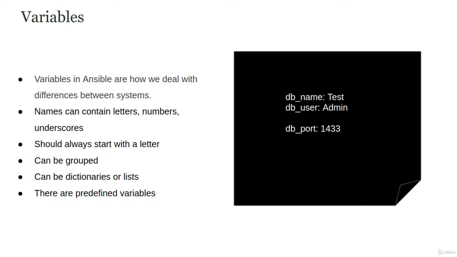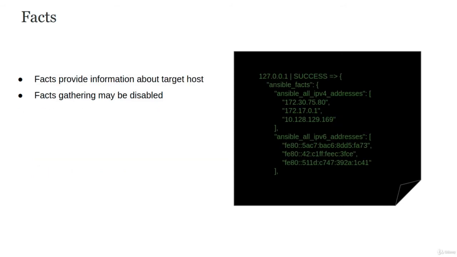This is an example of variables in Ansible, and database name is the variable name, and test is the value of the variable. And for a different environment, you can override these variables. So test and prod will have different databases created with different users and with different passwords.